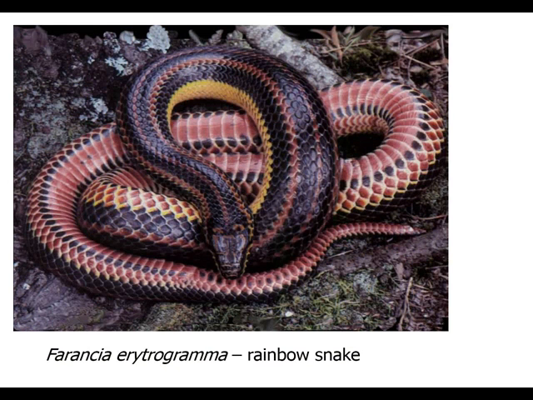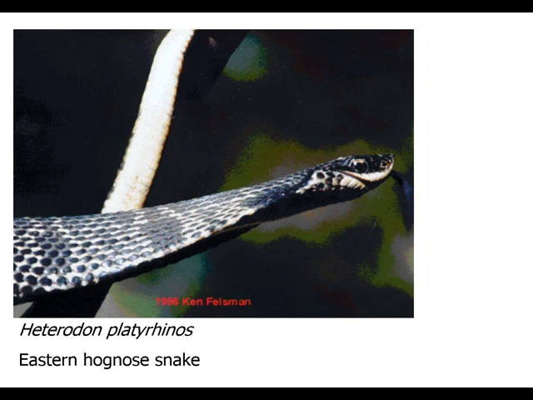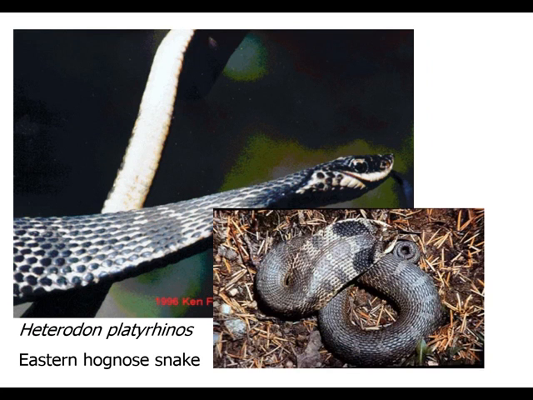Beautifully colored. We have a couple of hognose snakes in the state, and this is the one that we have locally, Heterodon platirhinos, the eastern hognose. Hognose have some of the most interesting behaviors of all the snakes. They're sometimes called the spreading adder because they flatten their head and neck, and they bluff. They make their head look quite large, like a cobra. And then if that doesn't work, they play dead.